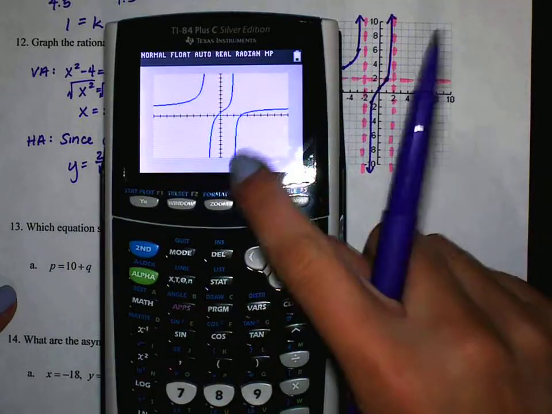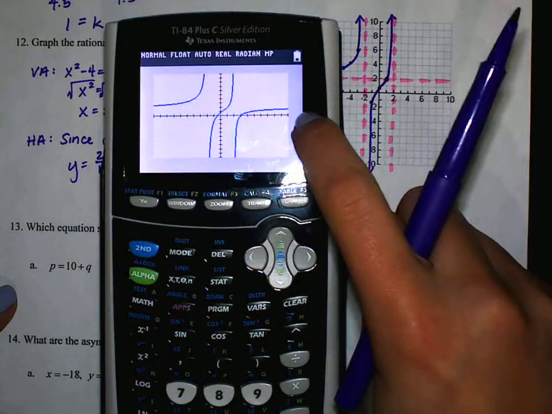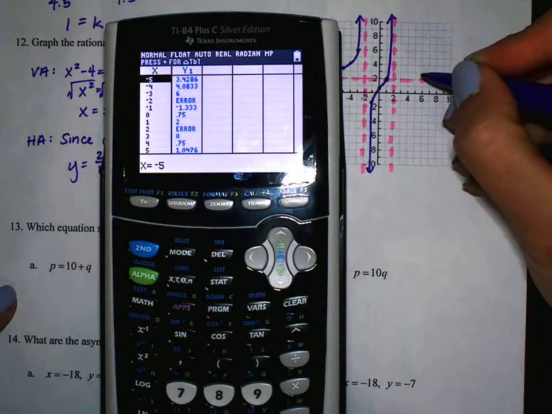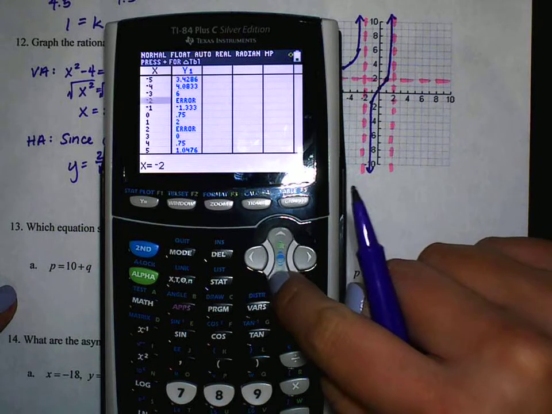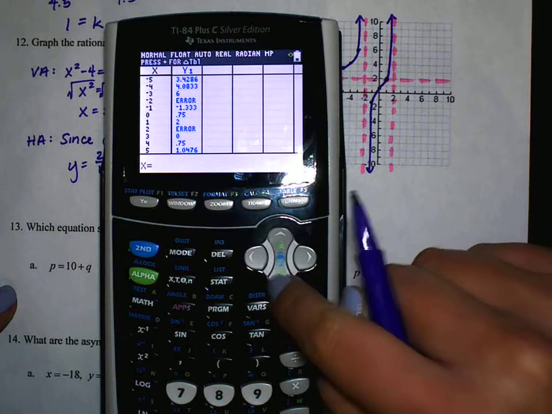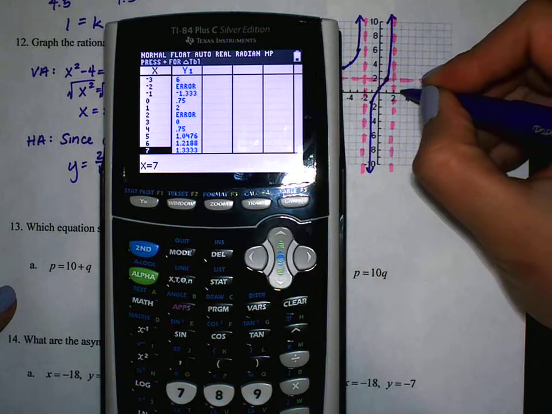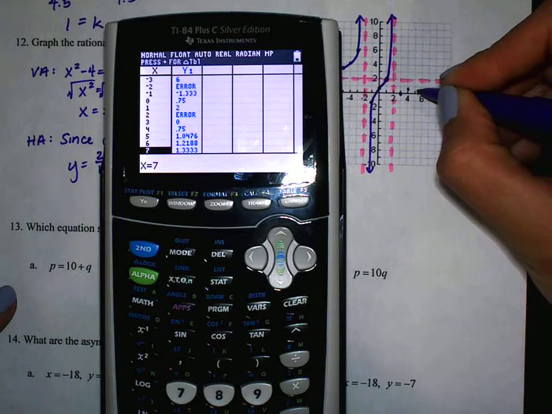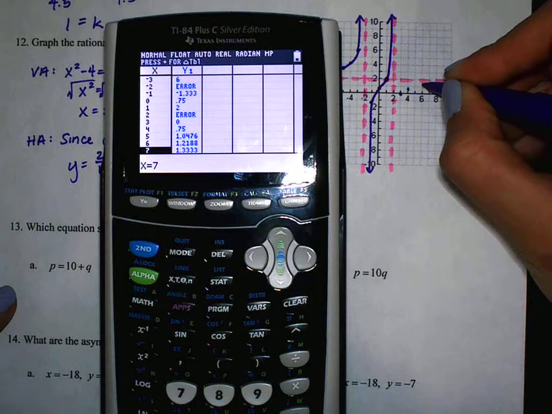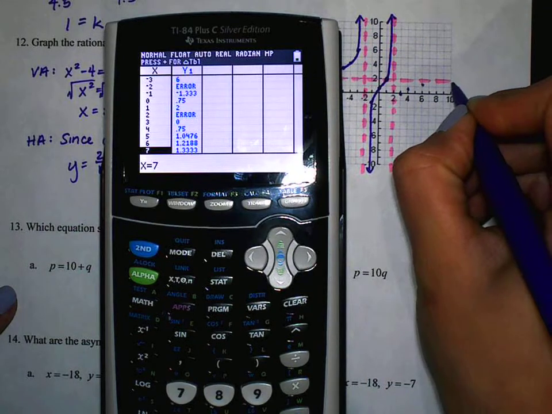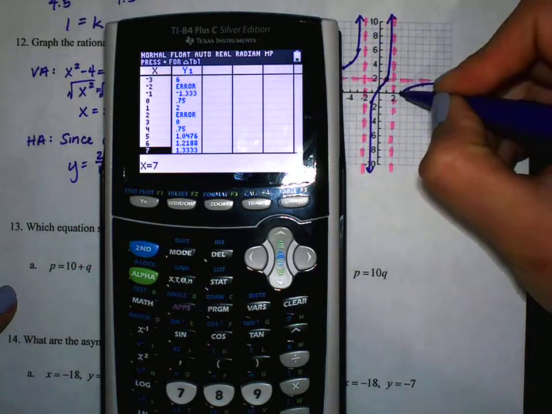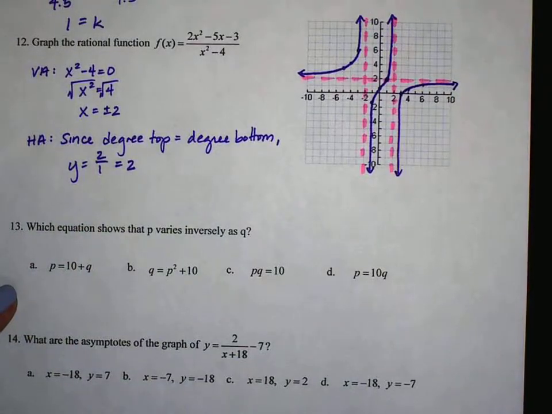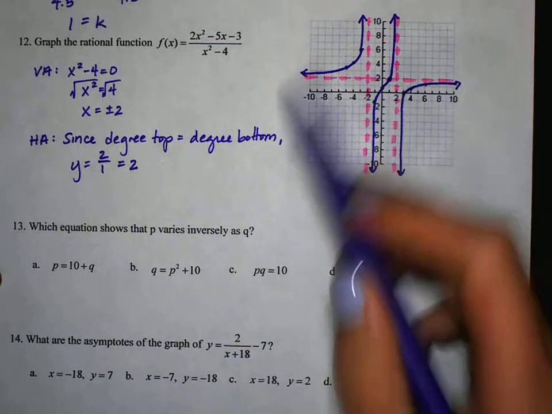Alright, the last part, it's this branch right here. So I'm going to hit second, table, plot some points over here. So I'm going to move my cursor down. Okay, and get really close to this HA and get really close to this VA. Alright, so the instructions say just graph, and I've completed my graph right here.